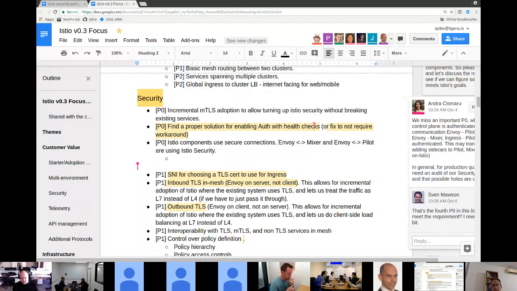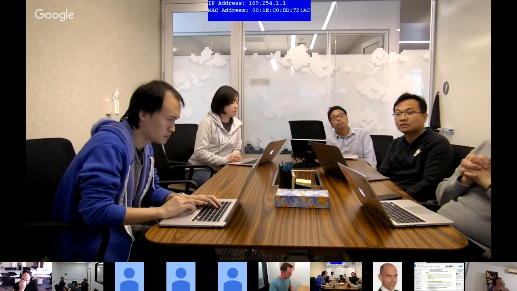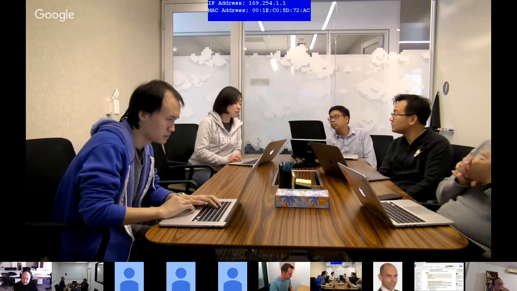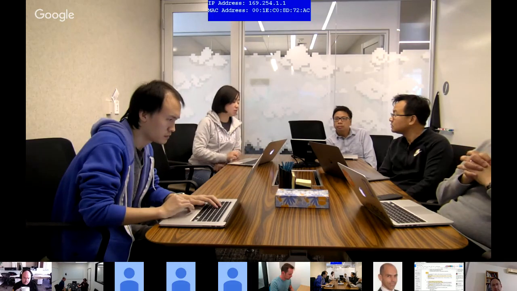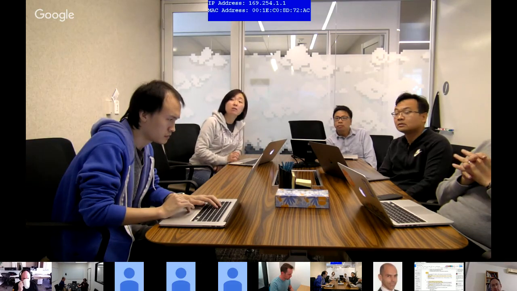So what do people think? I think that everyone agrees that doing this service by service is a P0, but with no downtime, is that also a P0? Yeah, that's a good question. I saw there are two P1 items, inbound TLS in mesh and outbound TLS. Are these related? No, that's not related.